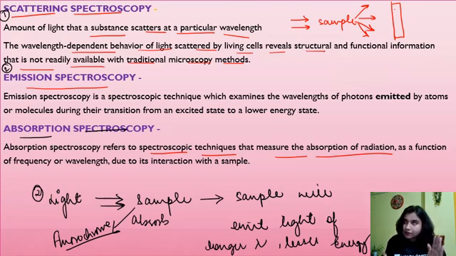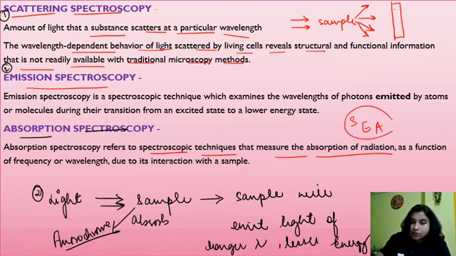Whenever an electromagnetic spectrum interacts with matter, there exist three types of changes, that is scattering, emission and absorption, right? Once these changes are done, you can use them for evaluation of the structure and concentration of biological samples.